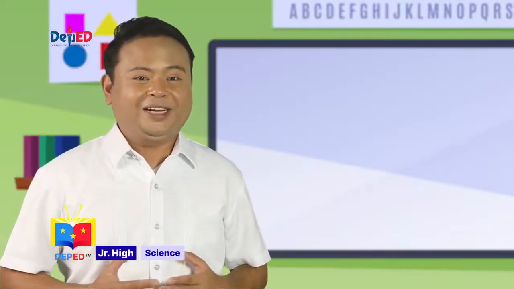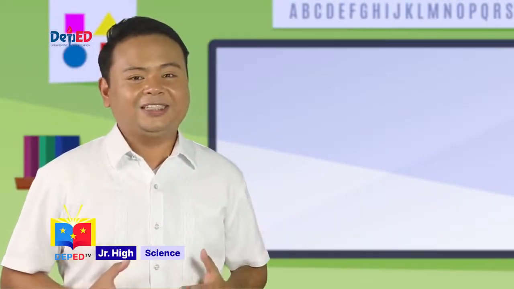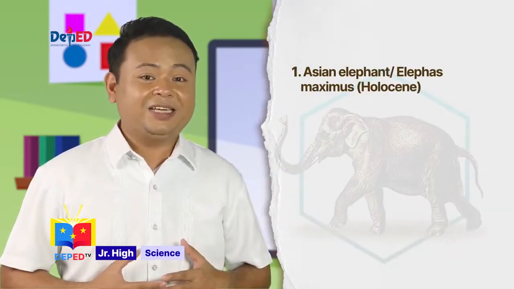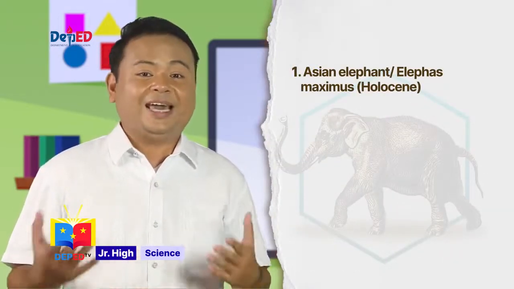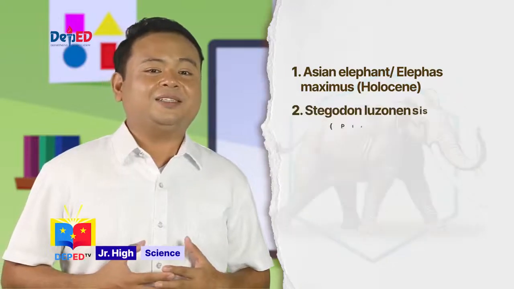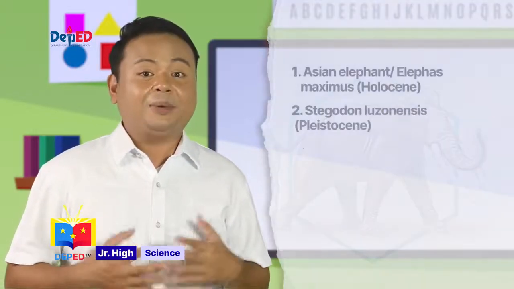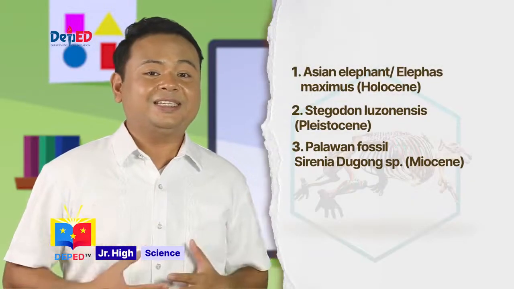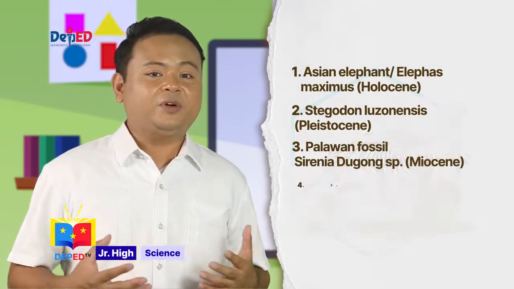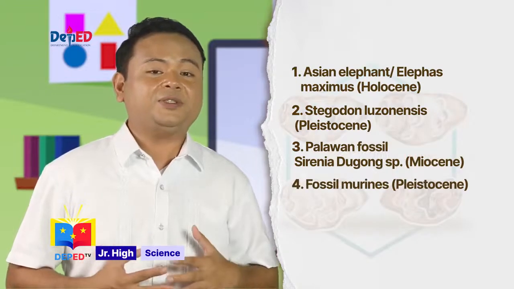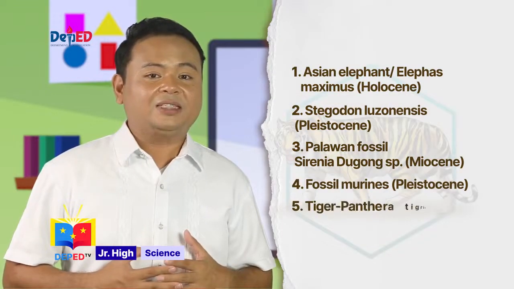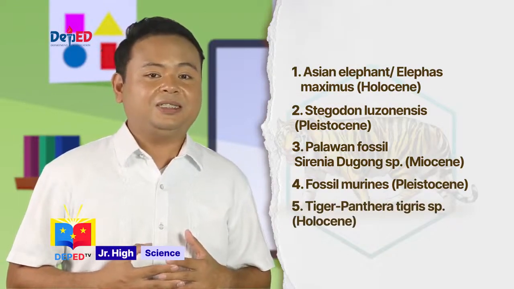Let us check your work. And the answers are number 1, Asian elephant or Elephas maximus, Holocene. Number 2, Stegodon luzonensis, Pleistocene. Number 3, Palawan fossil Sirenia, Miocene. Number 4 is fossil murines, Pleistocene. Number 5, Tiger Panthera tigris species.